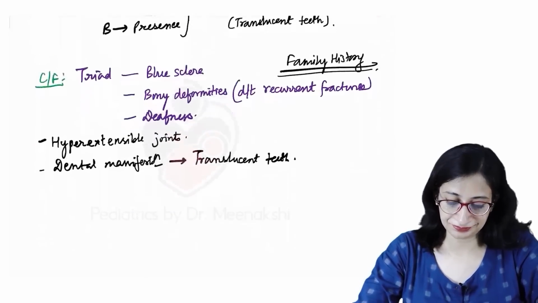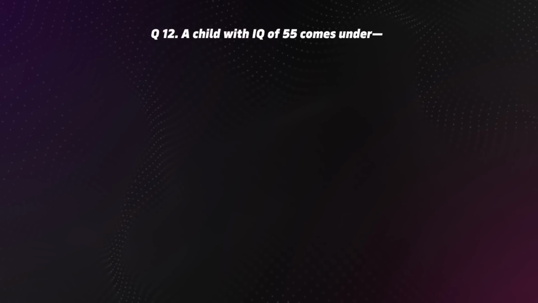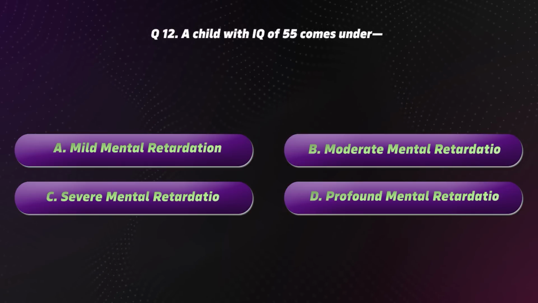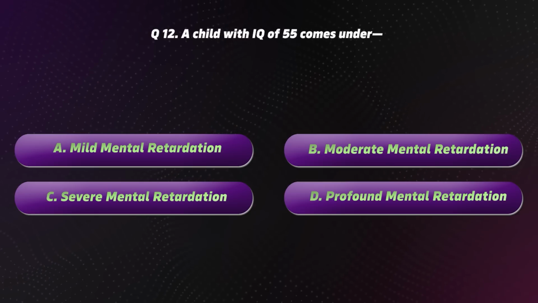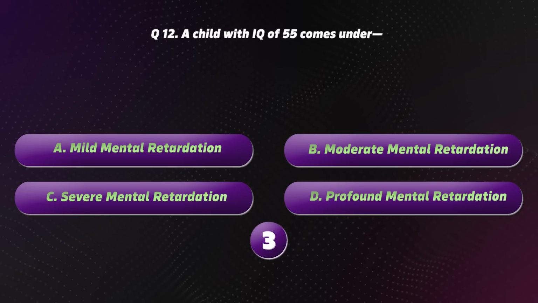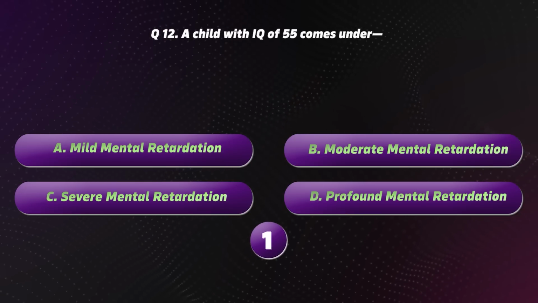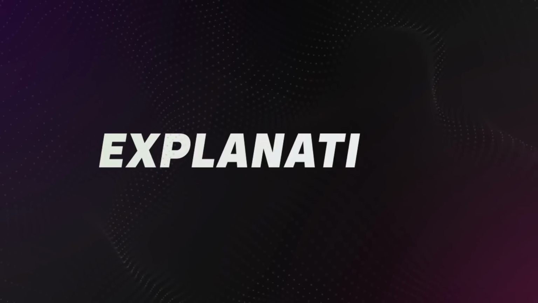Question 12. A child with IQ of 55 comes under. Here are the options. A. Mild mental retardation. B. Moderate mental retardation. C. Severe mental retardation. D. Profound mental retardation. And the correct answer is option A. Mild mental retardation. Here's the explanation.